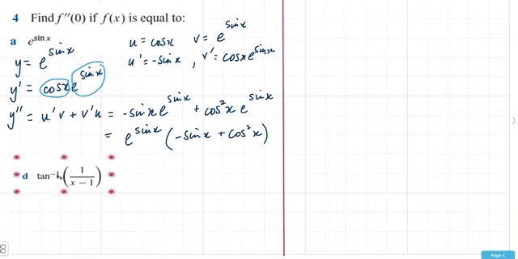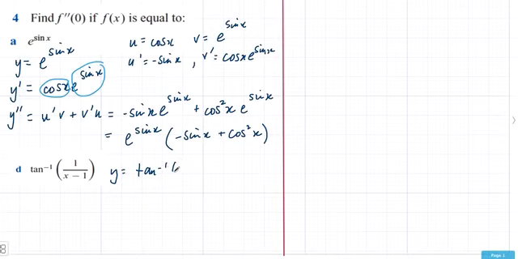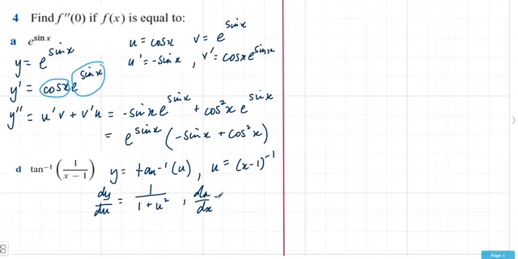Now the other question we've got here is inverse tan. This is really ugly, this one. So basically because we have y equals inverse tan of something, we're going to let that something be u. So I'm going to write u as 1 on x minus 1, or it's going to be easier to write it like that. So now when we do dy du, you know that the derivative of inverse tan x is 1 on 1 plus x squared. In this case, it's going to be 1 on 1 plus u squared. And du dx is going to be negative 1 times x minus 1 to the negative 2.